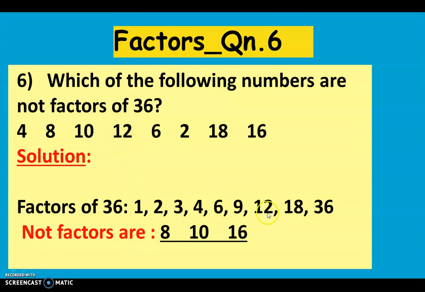10, yes, 10 is not there in this. Then 12, yes, it is there. 6, yes, there. 2, yes. 18, yes. 16, no, so I am writing it here. So these are all not the factors of 36. If you are able to write all the factors, then only you can compare and find which is not a factor. Okay, the first step will be writing all the factors, and then you will be comparing and finding.